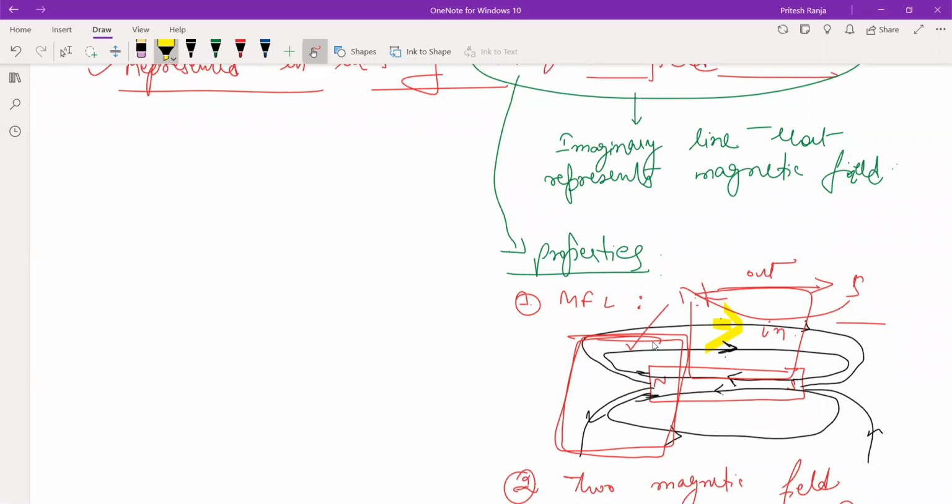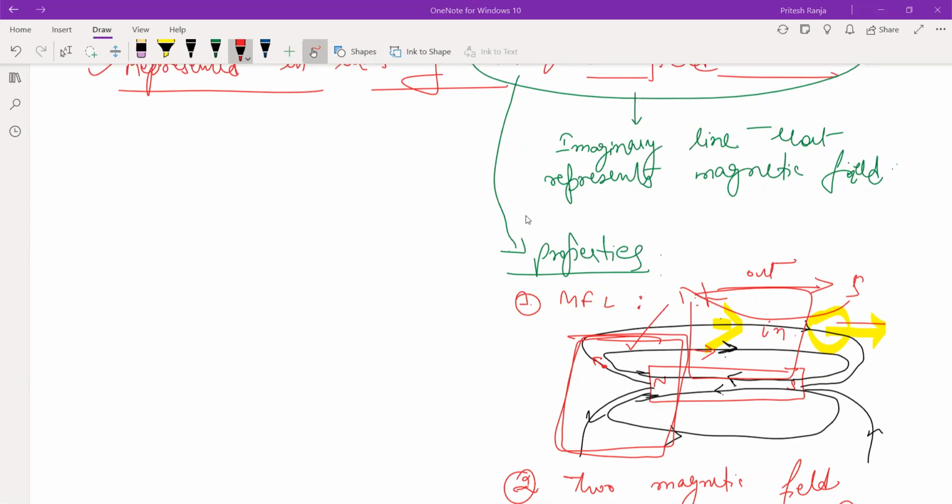In short, I can say that magnetic field lines indicate, let us say you have any magnetic compass. If you place that magnetic compass here, in which direction will this magnetic compass point? It will point in the direction of magnetic field line. So let us say you place the compass here. It will point in this direction. If you place the compass here, it will point in this direction, along the direction of magnetic field.